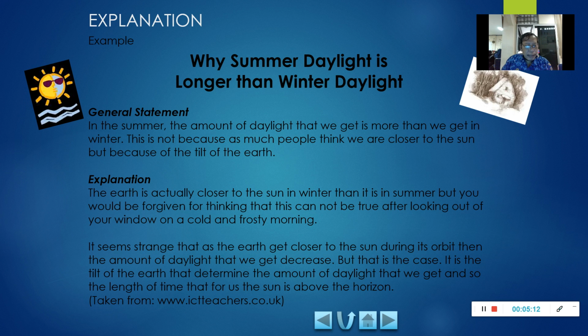And the next is going to be the paragraph about the conclusion. It seems strange that as the Earth gets closer to the Sun during its orbit, the amount of daylight that we get decreases. But that is the case. It is the tilt of the Earth that determines the amount of daylight that we get, and so the length of time that for us the Sun is above the horizon. The source of the reading text is taken from www.ictteachers.co.uk.